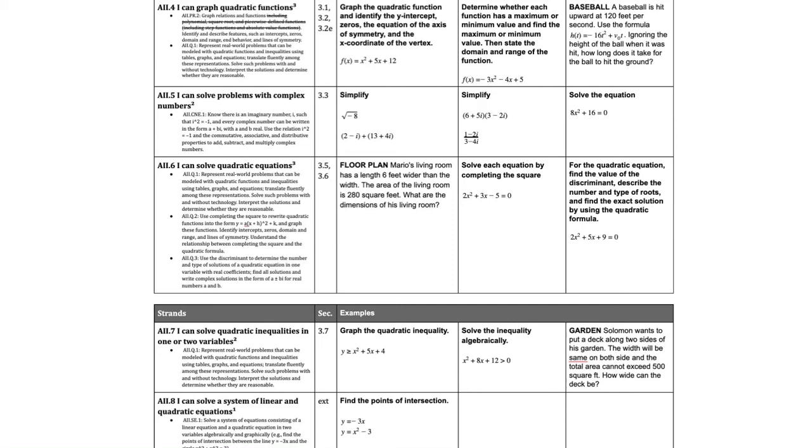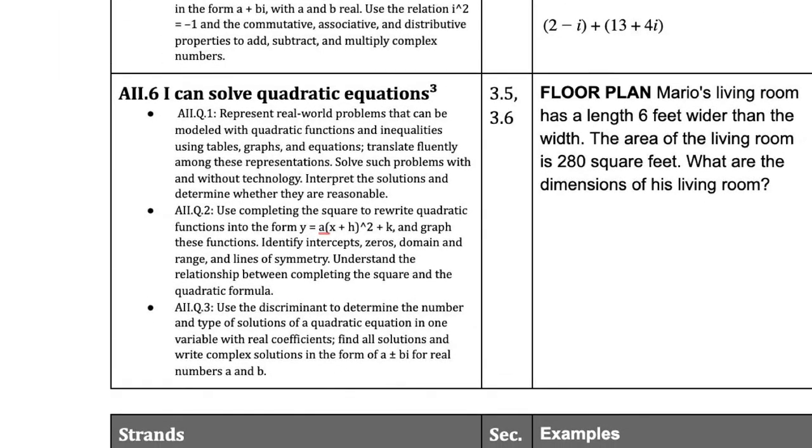Okay, in this video, we're gonna look at section 3.6, and notice that we're finishing standard Algebra 2.6, which is solving quadratic equations. In the last section, 3.5, we looked at using completing the square to rewrite a quadratic function into the form y equals a(x minus h) squared plus k, which is a vertical stretch and flip, horizontal shift, and vertical shift, and then graphing using that information.